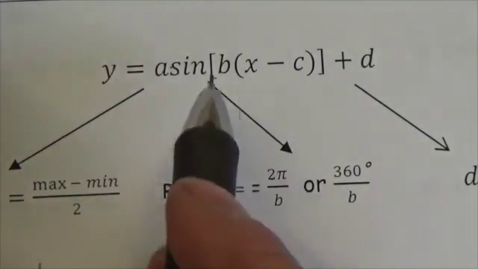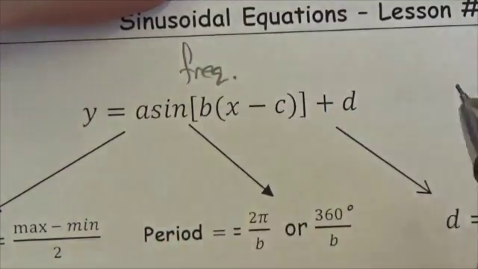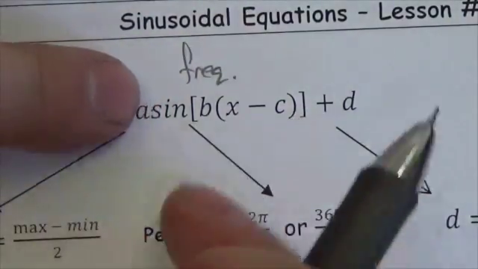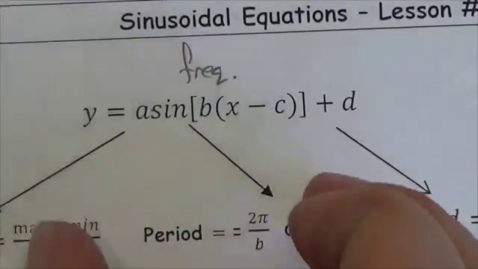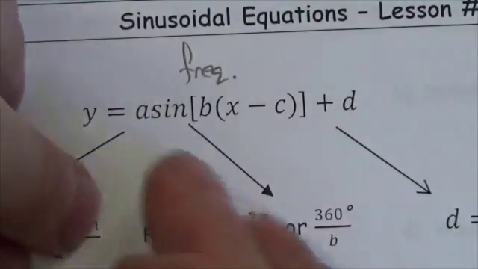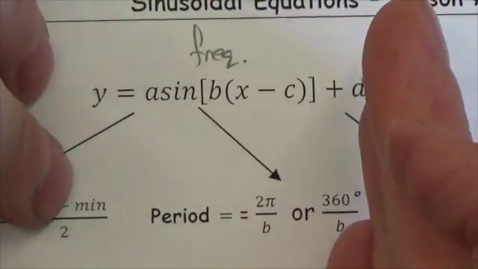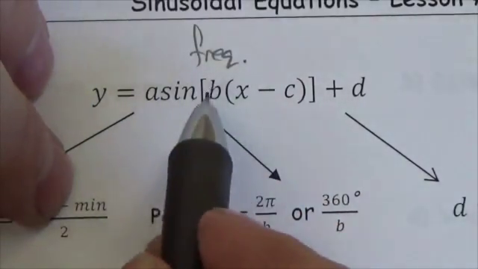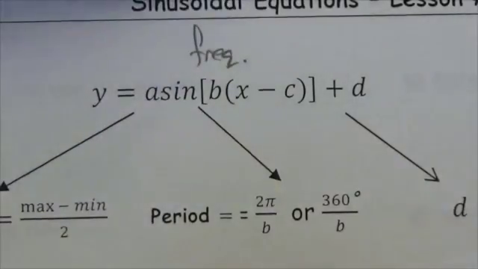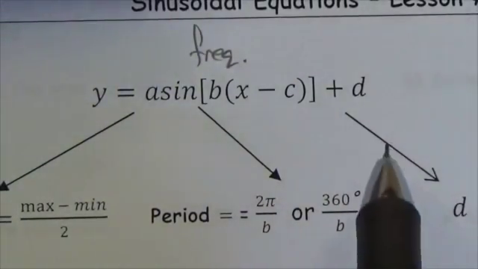A better way to think about b is actually more like the frequency. b tells you how many periods you get in that first section there, that 2 pi radians. What would normally be a period on the graph here, b turns out being the frequency, how many of those you get in that horizontal space on the graph here.